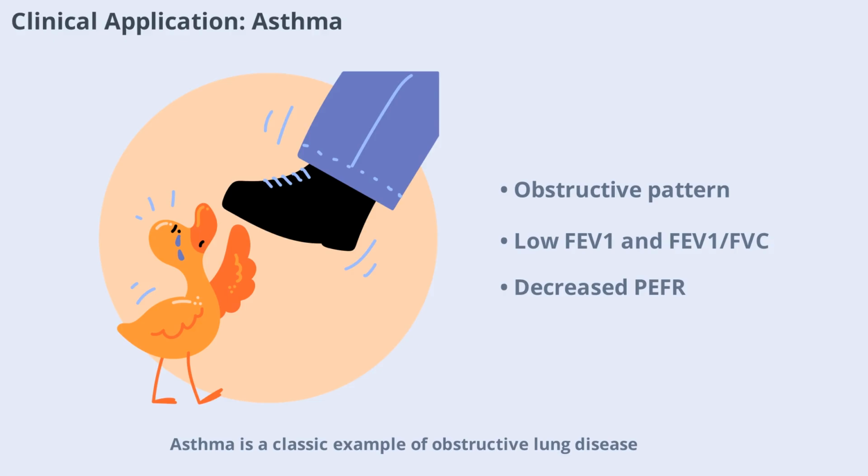Asthma is a classic example of obstructive lung disease. During an asthma attack, the airways narrow, making it difficult to exhale quickly. Spirometry will show a reduced FEV1 and a low FEV1-FVC ratio, while PEFR is also decreased. These changes help confirm the diagnosis and monitor treatment response.